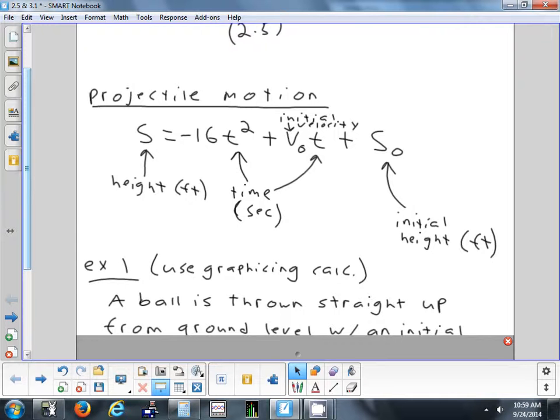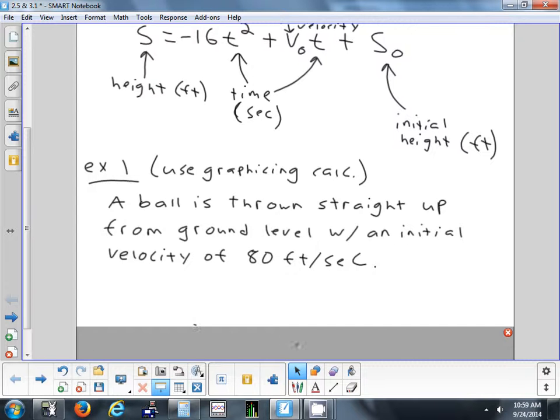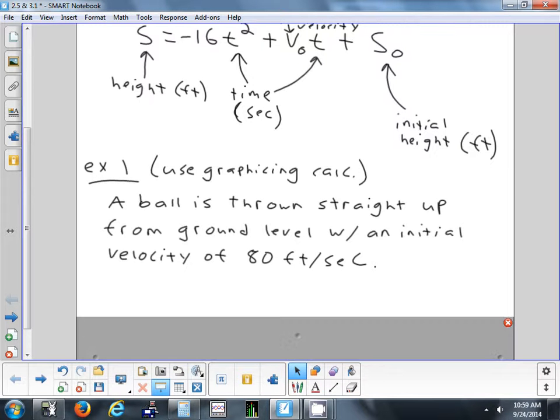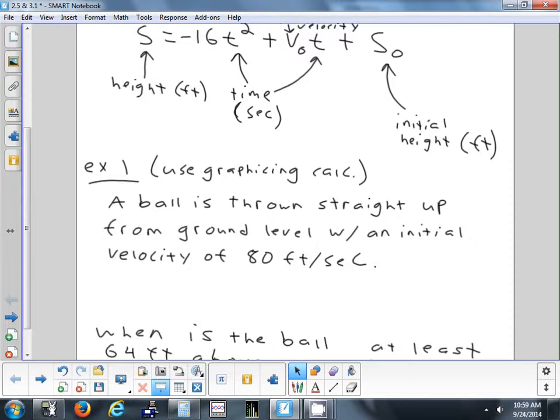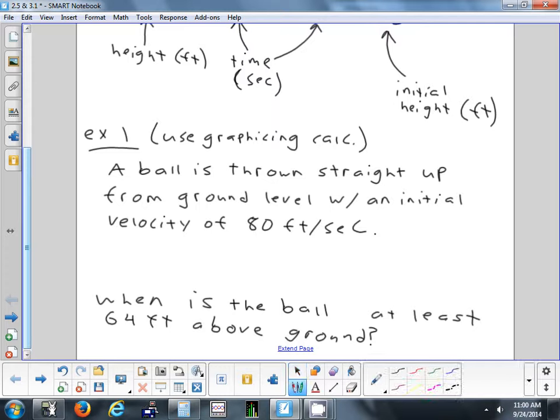Okay, so we'll use a graphing calculator for the first one. It says a ball is thrown straight up from ground level. It's thrown at an initial speed of 80 feet per second. There's all kinds of questions we can ask, but the first one I just want to know is, when is the ball at least 64 feet off the ground? Okay, when is the ball at least 64 feet off the ground?